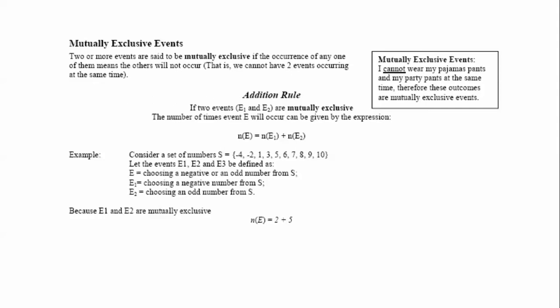When we have 2 mutually exclusive events, then the addition rule applies. If we want to know the probability that I wear either my party pants or my pajama pants, they are mutually exclusive, so I can add those two probabilities together to come up with the probability that I have either or.